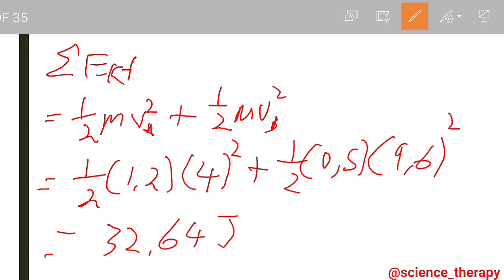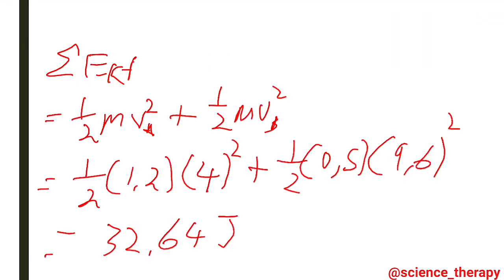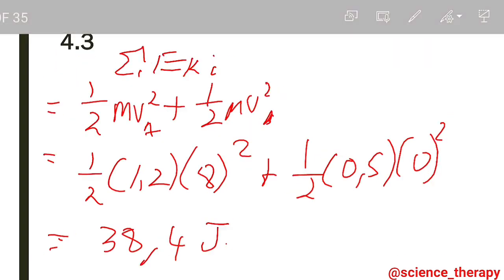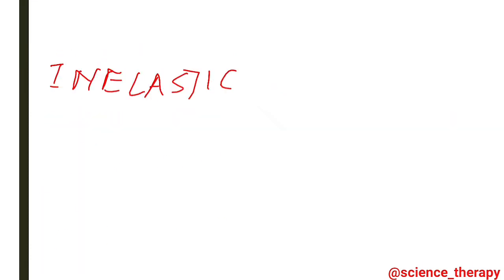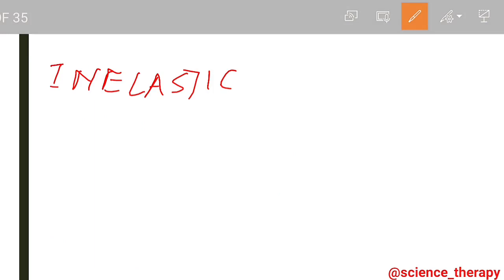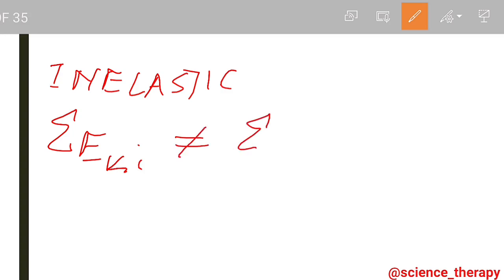Now from this, what can we conclude? We can conclude that the collision is inelastic. Why? Because we can see here the EK initially is 38.4 joules, but the EK finally is 32.64 joules. So there was a loss of energy. Therefore, we say sum of EK initially is not equal to sum of EK finally. That's how you conclude on that.